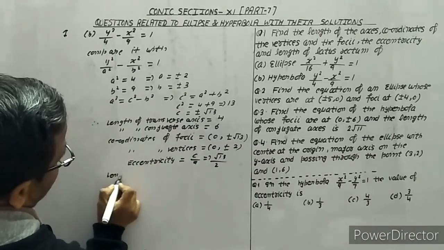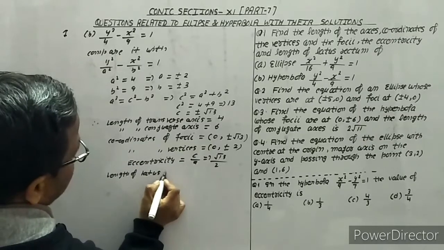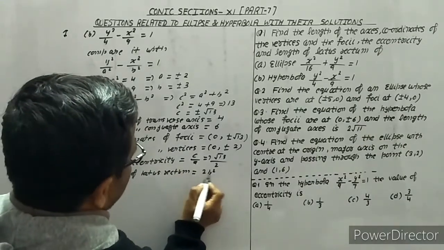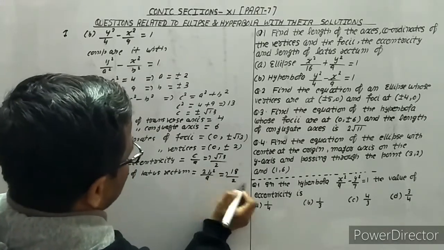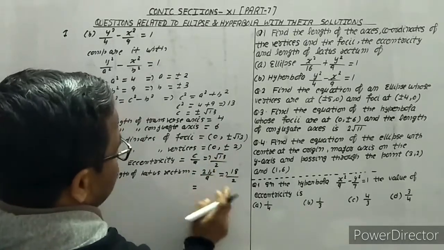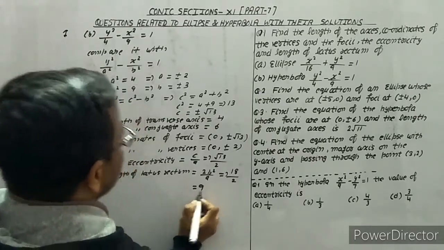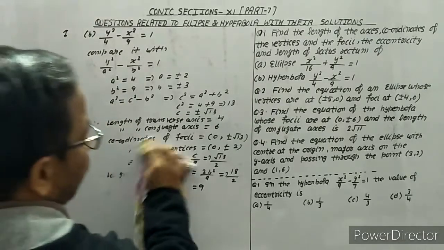And then length of latus rectum. Length of latus rectum is equal to 2b square upon a. So 2b square upon a means 2 into 9, that is 18 upon a, and a is 2. So 18 upon 2 is equal to 9 only. So in this way we have to do this type of questions.